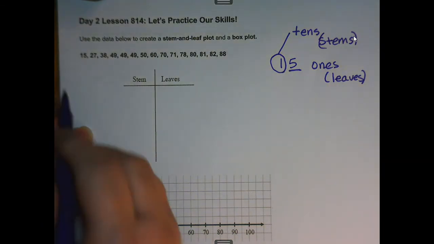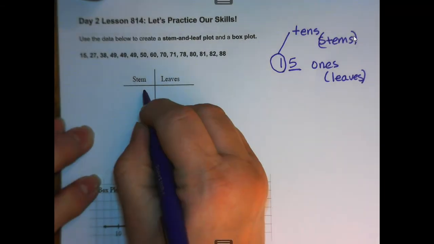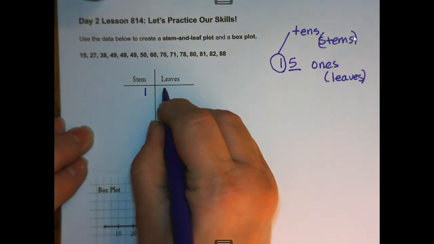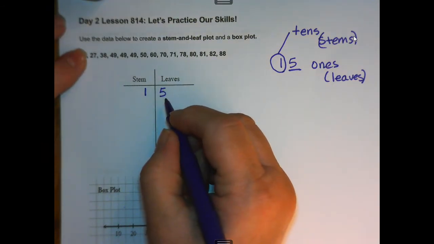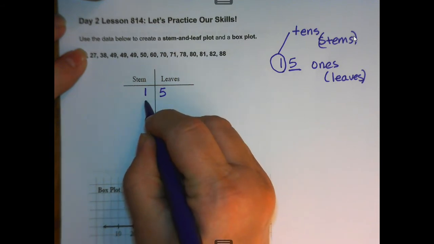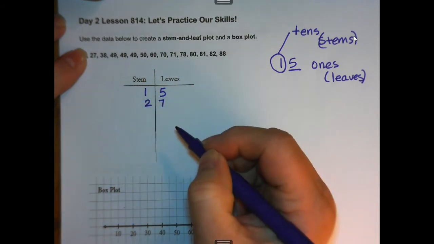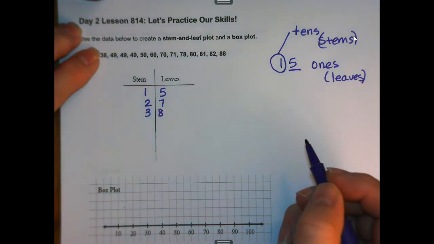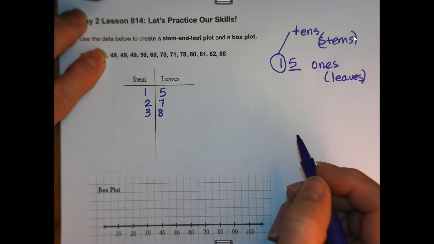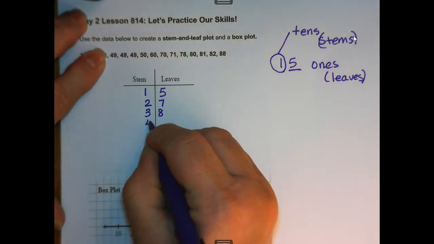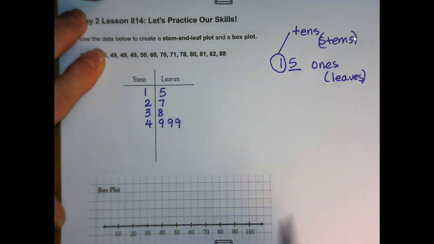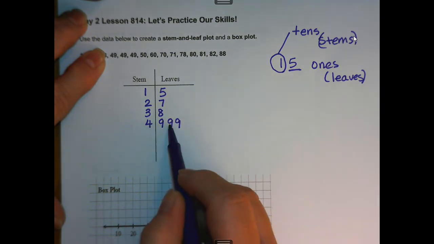So let's take a look at our data. The first number that we have is 15. So I'm going to put my 1, because that's my 10, as my stem, and my leaf is going to be 5. My next number is 27. I'm going to put a 2, and then I have only one number in the 20s, so I just have one leaf there as well. 38, I have a 3 and an 8, and I have 3 49s. So in order to do this correctly, I'm going to make my 4 for my 10s. I have 1, 2, 3 9s, and that represents 49, 49, and 49.